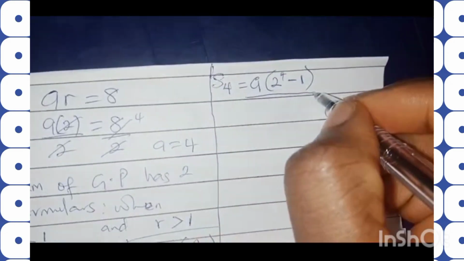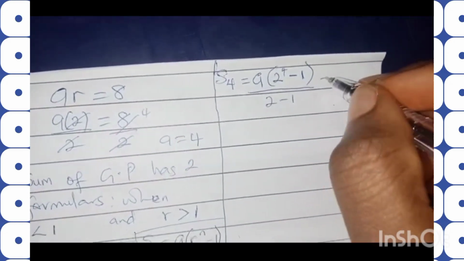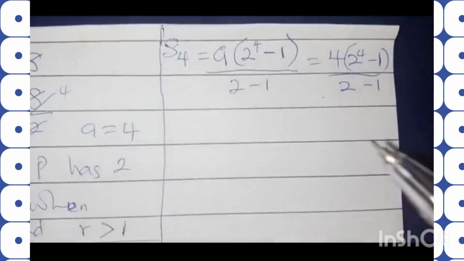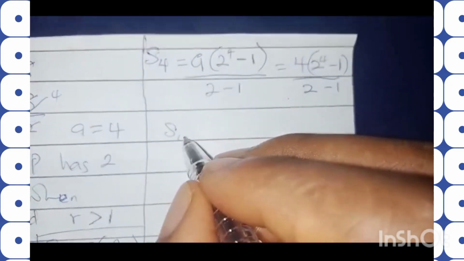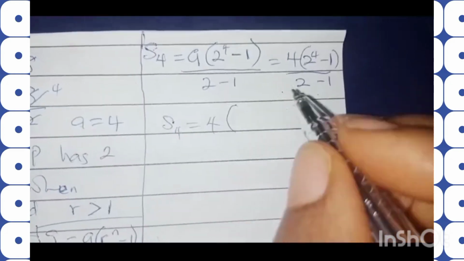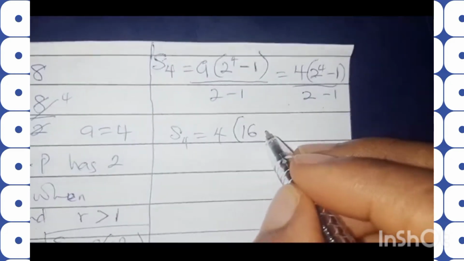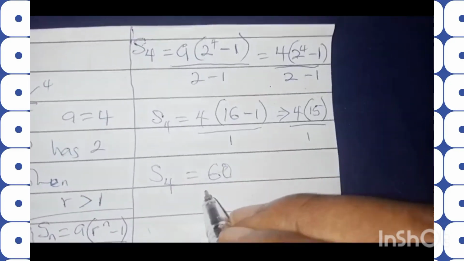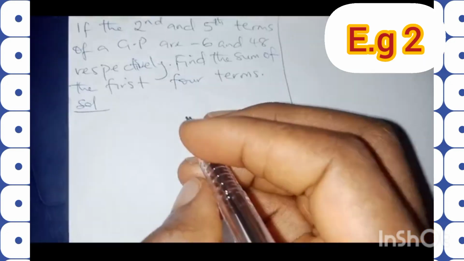So that's what I'm substituting in the video as shown. Remember, we're trying to get the sum of the first four terms. So that's why we have S4 equals, remember our a is 4, so we substituted that, our common ratio is 2, and the n power is 4 because that's the first four terms we're asked to look for. So 4 open bracket, 2 raised to the power 4 gives us 16, minus 1, all over 2 minus 1 will give us 1. So we have 4 open bracket 15, and when you multiply you have 60.